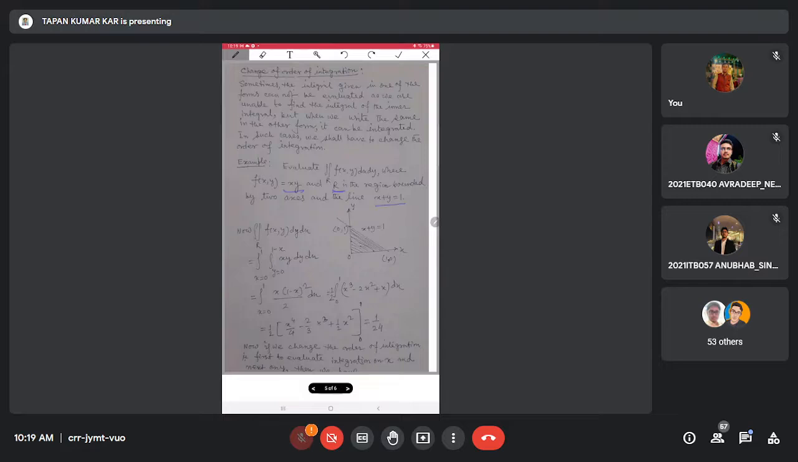X plus y equal to 1. In that case, if it is possible, it will be better for you to draw the area of integration. Here look at this. R is the region bounded by the two axes. So this is x axis, this is y axis, and the line x plus y equal to 1. So this is x plus y equal to 1.